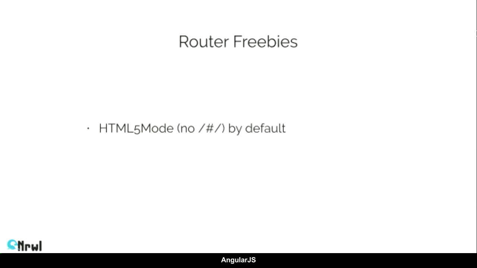There are some freebies you get with the router. One is that the Angular router is in HTML5 mode by default, which means no hash in the URL, so you've got the good URLs that the crawler likes to see. And routerLink, as I mentioned earlier, will create crawlable href attributes. If you're using routerLink and you've got the paths set, you're not directly setting href, but the router handles that for you.